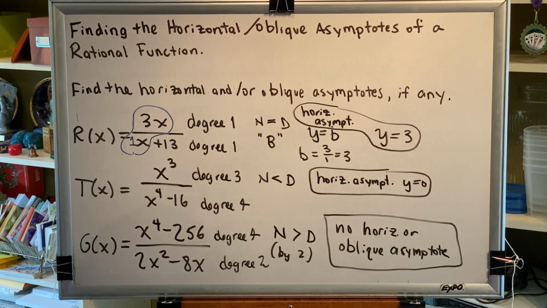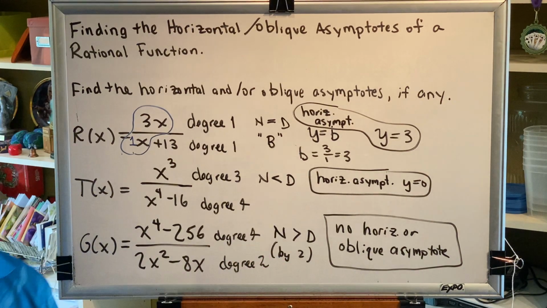All right, and we have now solved all 3 of these problems. R of x had the horizontal asymptote y equals 3, t of x had the horizontal asymptote y equals 0, and g of x had no horizontal or oblique asymptotes at all.